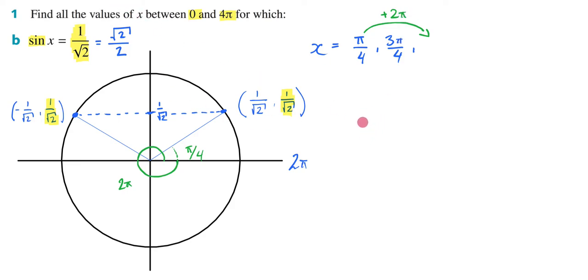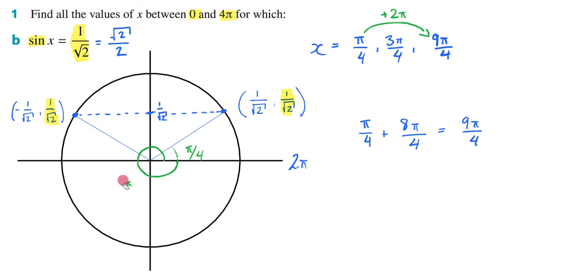So now I can come over here and do some working out. So I have pi on 4 and I'm plussing 2 pi onto it. I know my denominators need to be the same, so I'm going to times the denominator by 4. Then I'm going to times my numerator by 4. 2 times 4 is 8. So it's going to be 9 pi on 4. And that will be my next solution. 9 pi on 4.